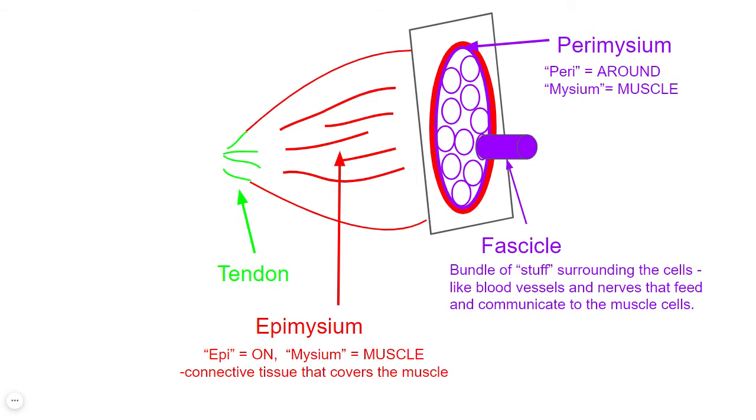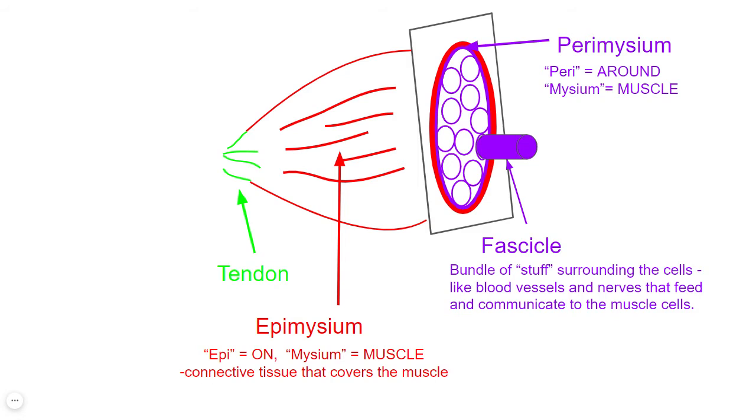Okay. Now, what are those tubes called? Those tubes are called fascicles, kind of like icicle. You can kind of remember them because they're tubes kind of like icicles sticking through your muscle. They're a bundle of stuff that surrounds the cells themselves. So the fascicle holds the blood vessels and nerves that feed and communicate to our muscles. So the fascicles are really important because they're kind of like the ocean that all this information and supplies travel on to these various muscle cells.